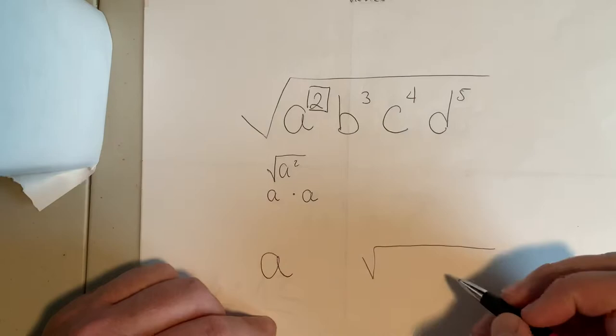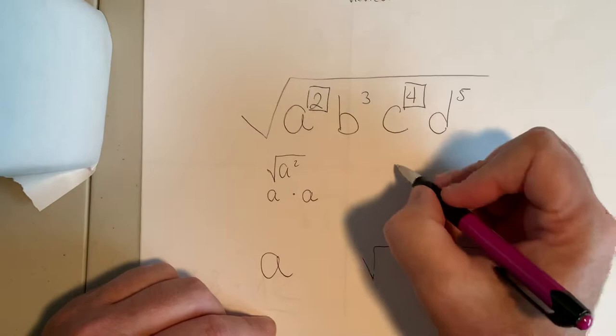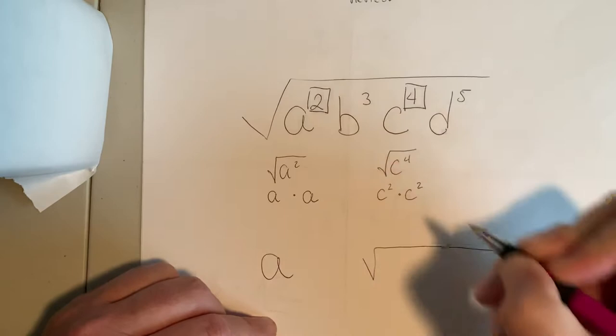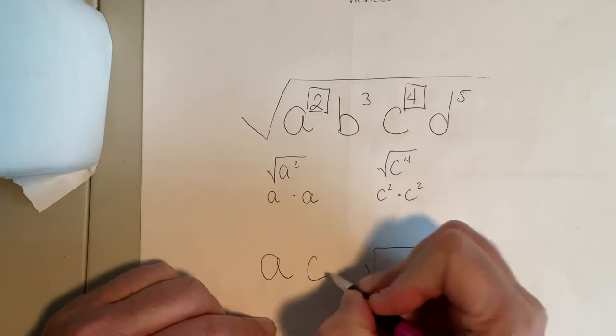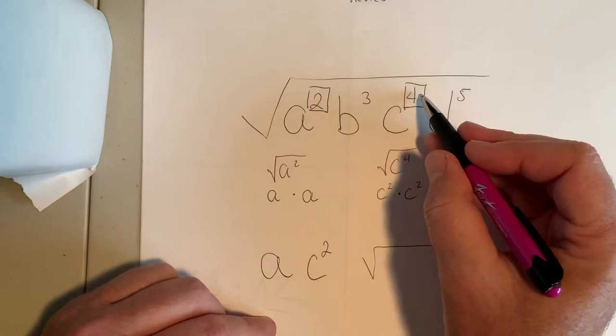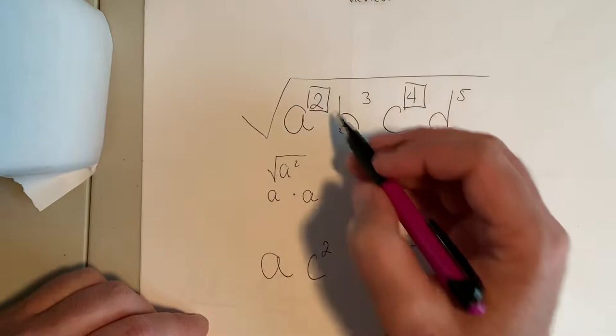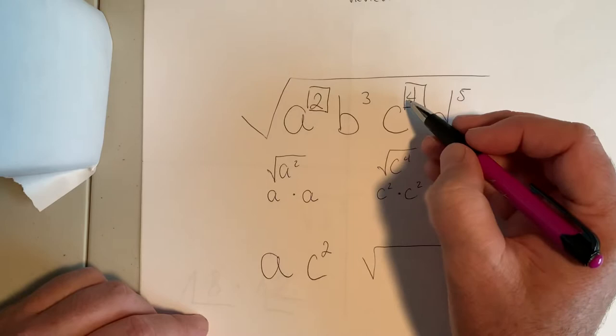Another perfect square is right here, c to the fourth. Because to get to radical c to the fourth, you would take c squared times c squared, right? So radical c to the fourth is simply c squared. Now, if you're not catching this, if you have an even exponent on a variable, basically you cut it in half and put it outside. I think that's the easiest way to say it. We had a squared inside, we cut it in half, a on the outside. We had c to the fourth inside, cut it in half, c squared.